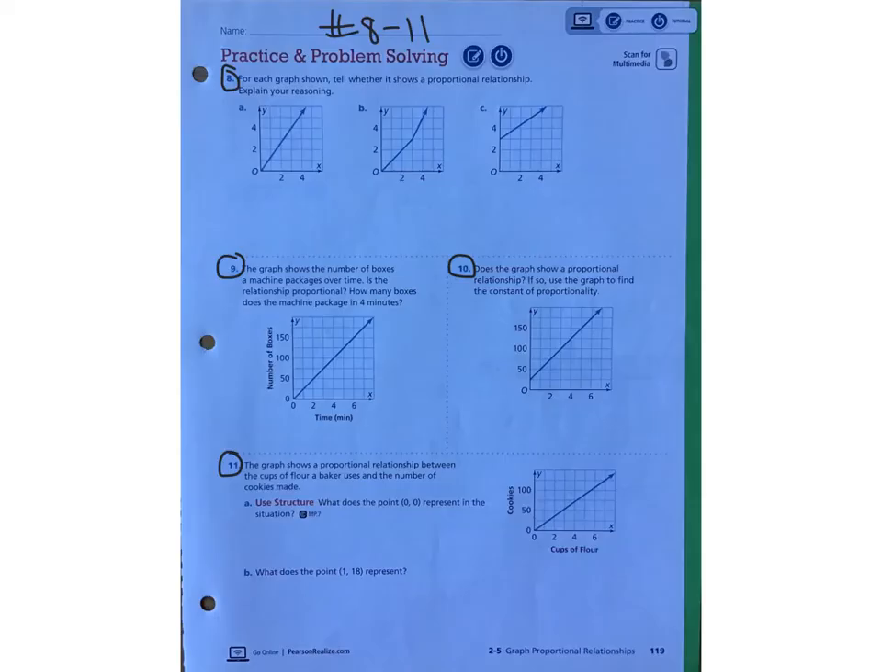Now I'd like for you to pause the video while you attempt to answer questions 8 through 11 on page 119. When you're done, restart the video to check your work and answers, and raise your hand if you have questions.